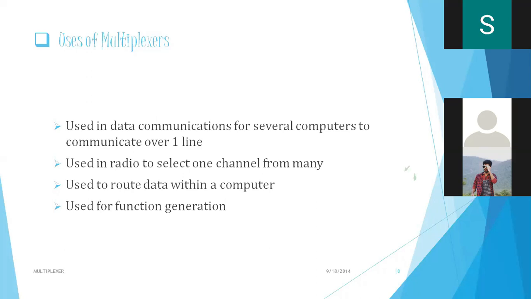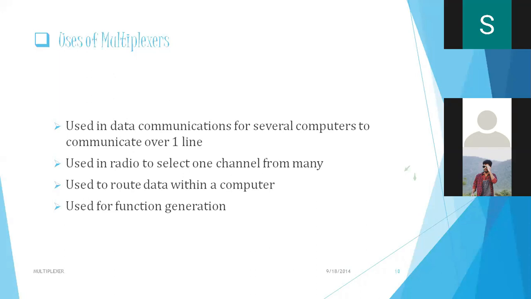For example, take TV channels. More number of channels are there, but you have to choose only one channel at a time. Is it clear or not? So it is a data selector. Data selector means there are several inputs, but I have to choose only one input as the output. For example, take radio channels.